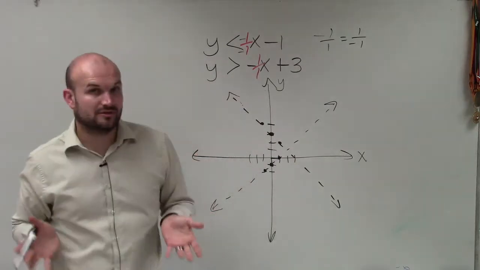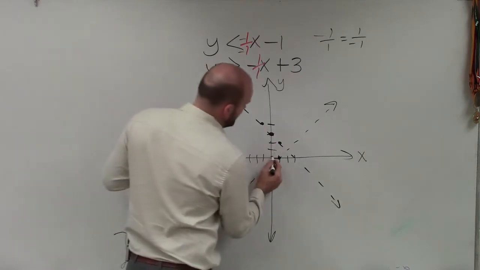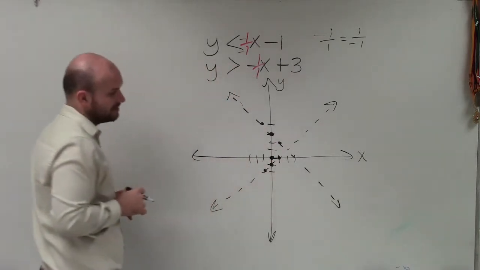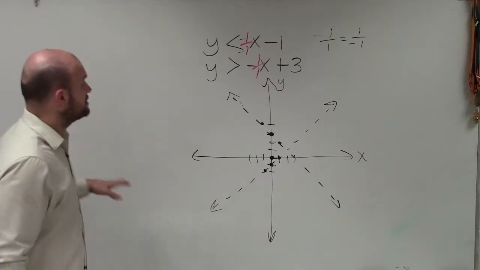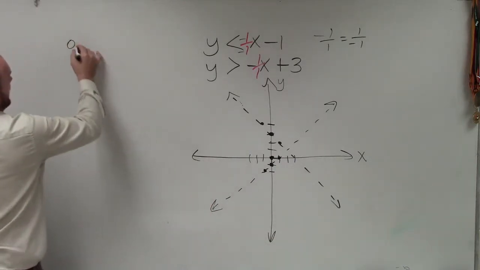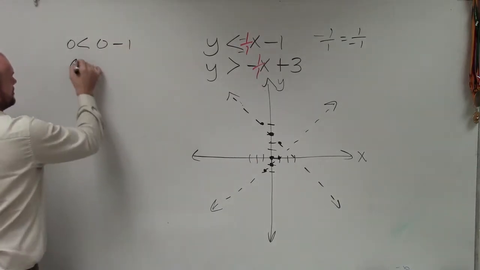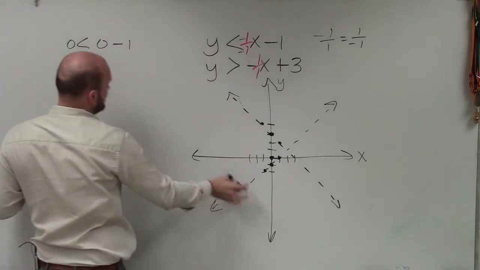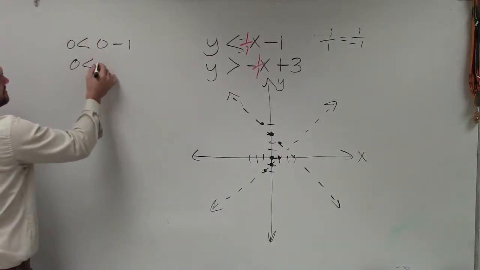Now, the last step we need to do is determine our shading. Are we going to be shading above or below each boundary line? To do that, we want to pick a test point that does not lie on either of the lines. The best test point to pick when it doesn't lie on the lines is 0, 0. So I'm just going to plug in 0 for x and for y in both of my inequalities and determine if it's true or false. For my first inequality, I plug in 0 for y and 0 for x, and I get 0 is less than -1.